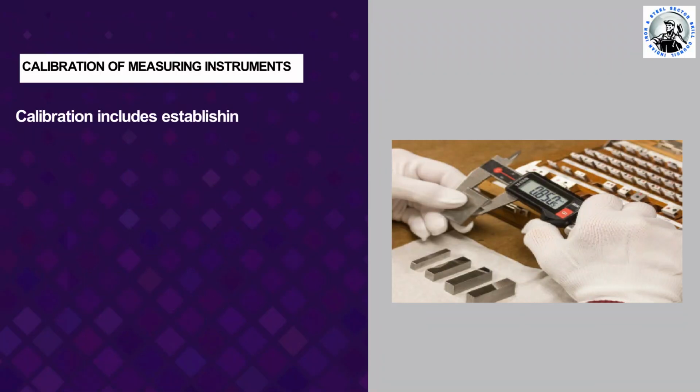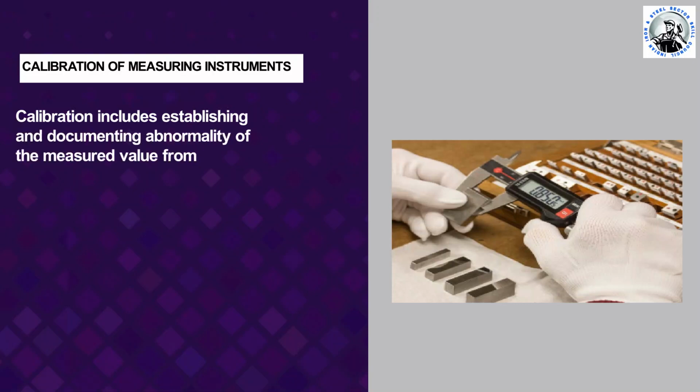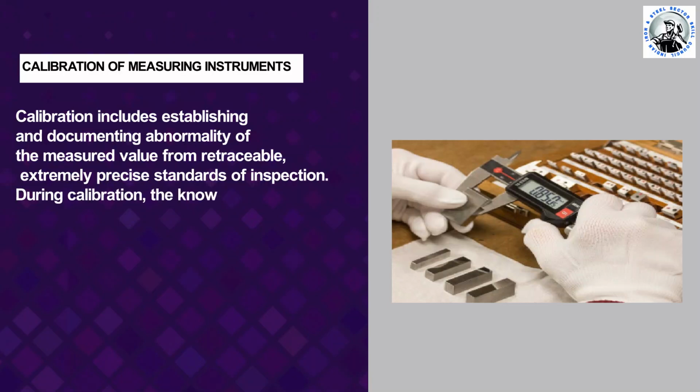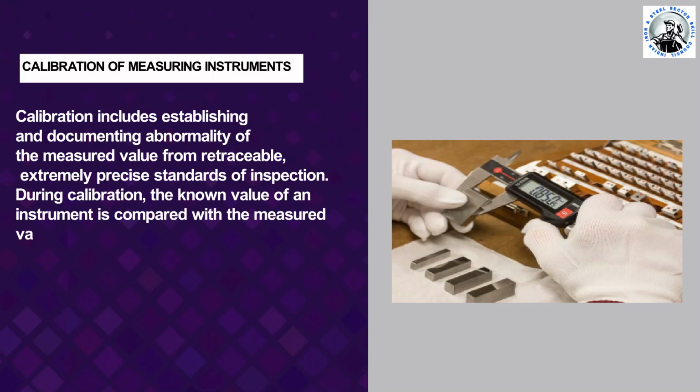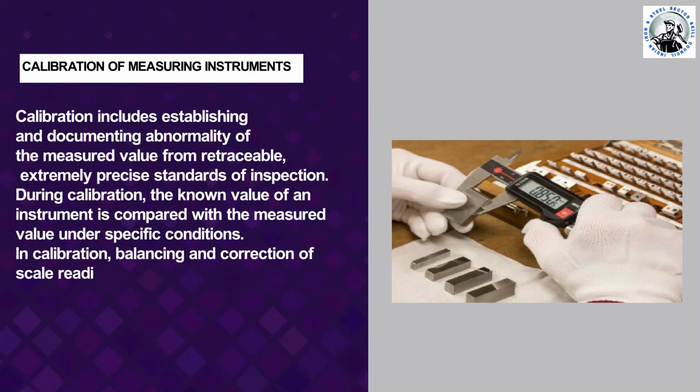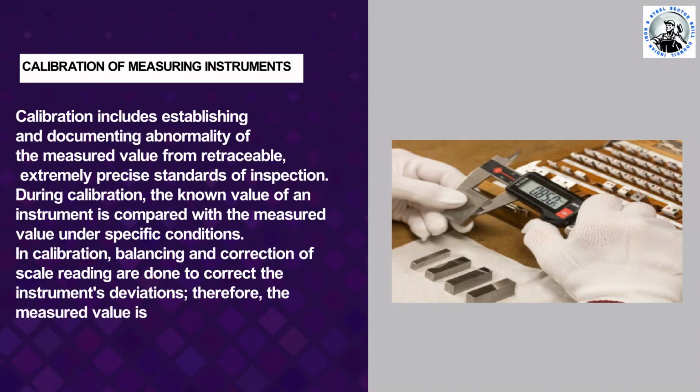Calibration includes establishing and documenting abnormality of the measured value from traceable, externally precise standards of inspection. During calibration, the known value of an instrument is compared with the measured value under specific condition. In calibration, balancing and correction of scale reading are done to correct the instrument's deviation. Therefore, the measured value is adjusted to its known value.